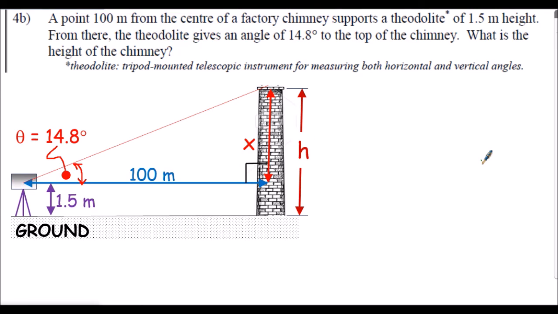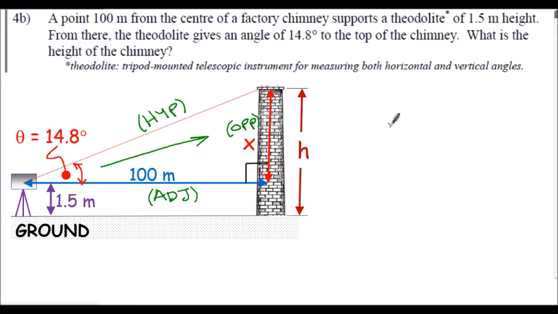So as always with these problems, the first thing to do is to label the sides of my right angled triangle. This is the angle given, 14.8 degrees, so the opposite side of the triangle will be that labelled x here. The hypotenuse of the triangle is always the longest side, always opposite the right angle, so this is the hypotenuse side. That leaves us with the 100 meters being the adjacent side of the triangle.